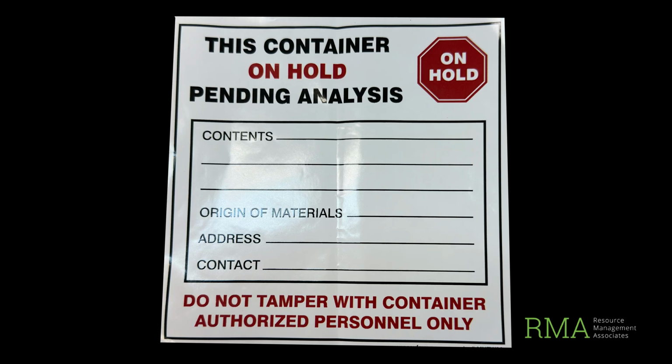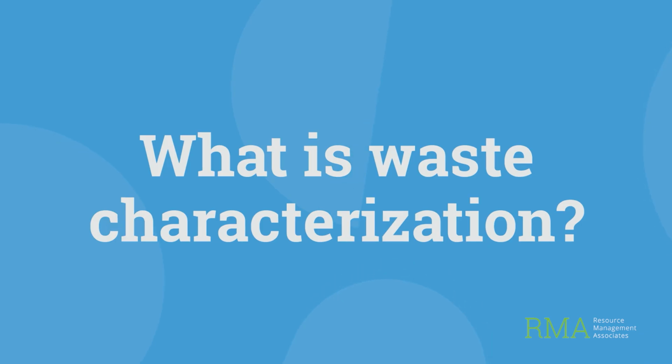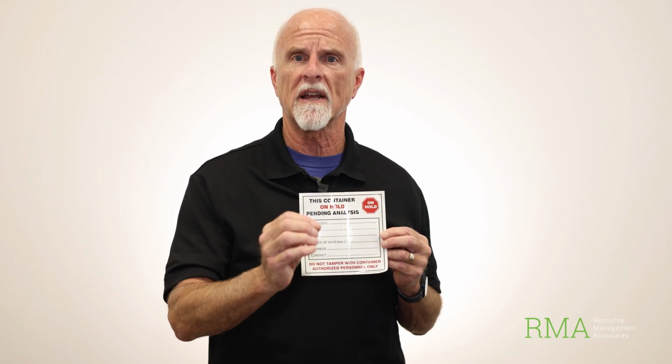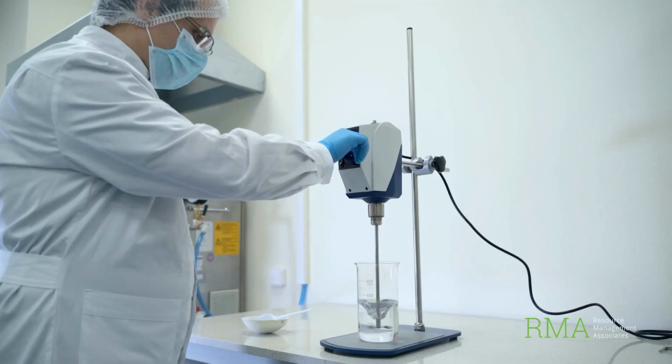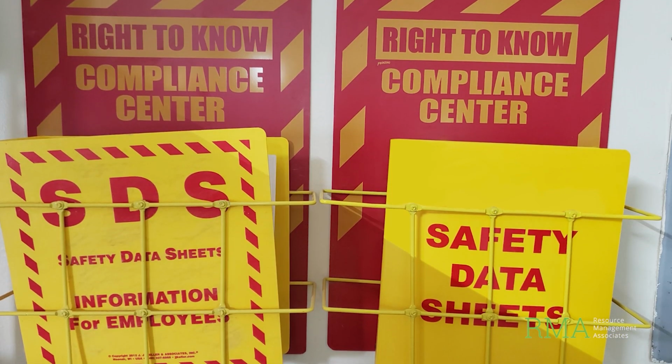What should the label include? The words pending waste characterization or similar, and a description of suspected contents, the generation date, and the person responsible for sampling and testing. You might be wondering, what is waste characterization? Waste characterization is the process of determining whether a waste meets the definition of hazardous waste under federal or state law. This might involve lab analysis, safety data sheets or SDS review, or knowledge of the materials and processes used.